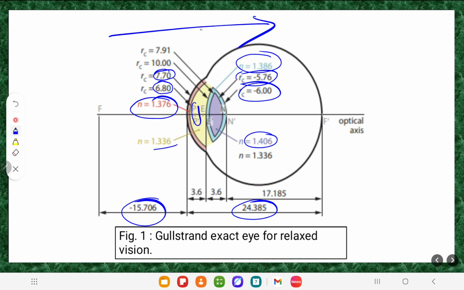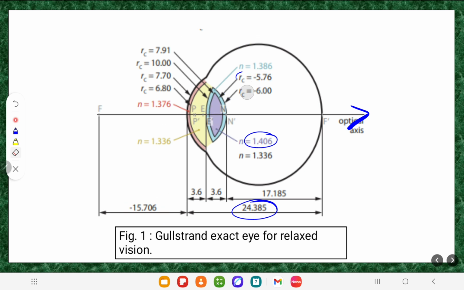This is the principal point, primary and secondary. This is the entrance pupil and exit pupil. And this is the nodal point, primary and secondary. This is the optical axis, isn't it? So the distance between cornea and lens, the distance of the lens, isn't it? That's all the things to consider. See, it's all things.